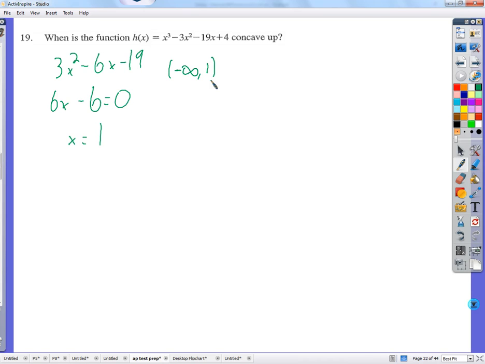The only place that it could switch concavity would be where the second derivative would equal 0. Why 0? It's on that interval. Okay, great. Where did you plug in 0 again? Plug a number as an x value in the second derivative, it'll tell us the concavity. How do we know if it's concave up or down? Negative is concave down.